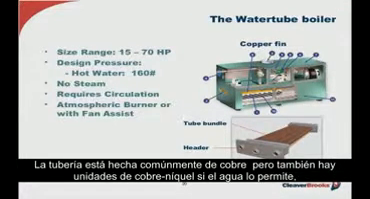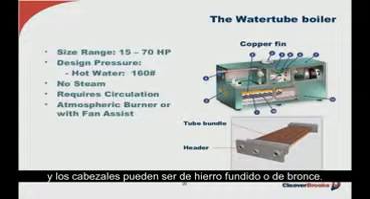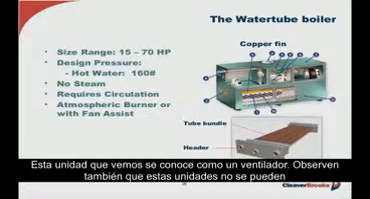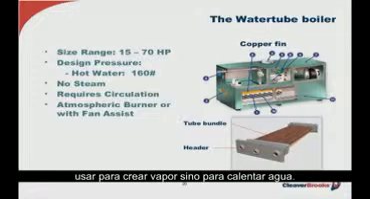The tube bundle is normally copper, but cupronickel is also available if water conditions might dictate, and the headers can be either cast iron or they can be bronze for the same reason. The copper fin units, similar to the steam generator, require forced circulation and normally employ an atmospheric gas-fired or fan-assisted burner. Now, the unit that I've got pictured here is referred to as a fan assist. Note also, these units cannot be used for steam, only hot water heating.